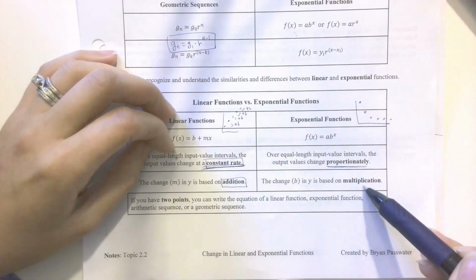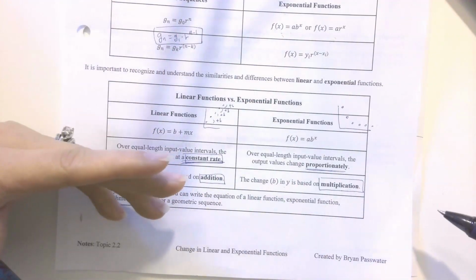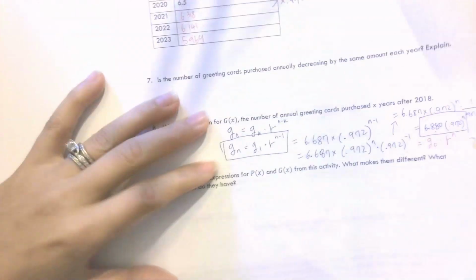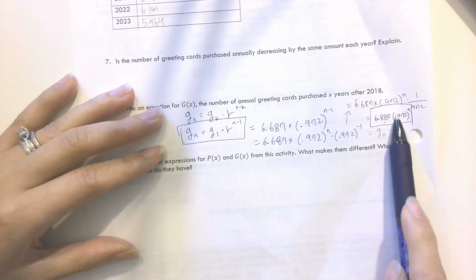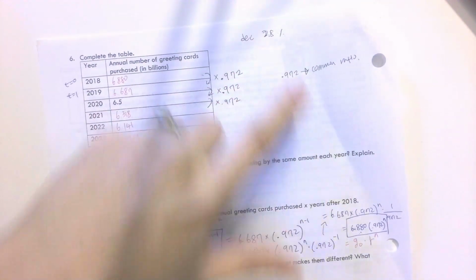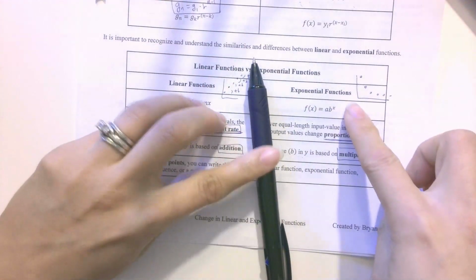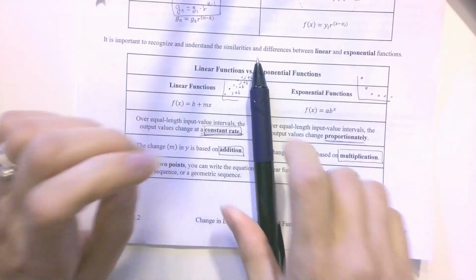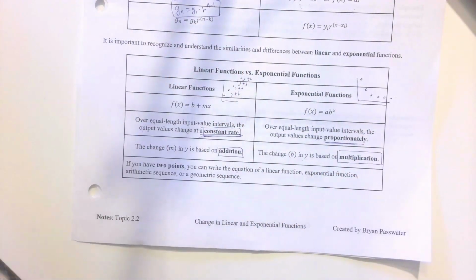The change of y is based on multiplication. I know that's a little confusing because you're like, why? Well, you multiply by the ratio. So in that bell work we did over here, you're multiplying by 0.972. That's your common ratio. A decrease of 2.8% is having 97.2%, which is the same as that. Okay? So don't get confused. Linear function, arithmetic sequence, you add the same amount. Exponential function, geometric sequence, you multiply by the same amount. Okay? And the nice thing is that for both of them, if you have 2 points, you can find out what the equation is. So let's do that then.